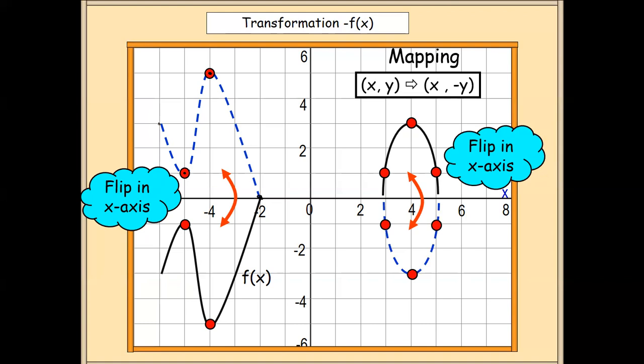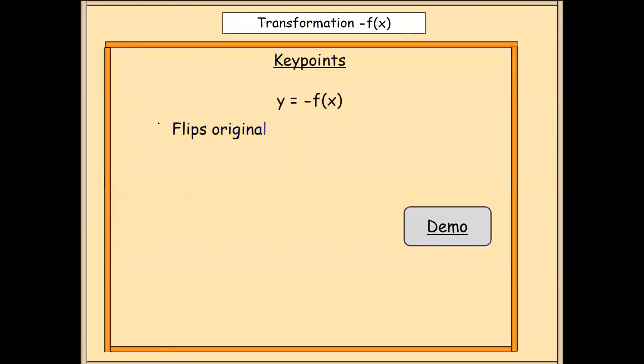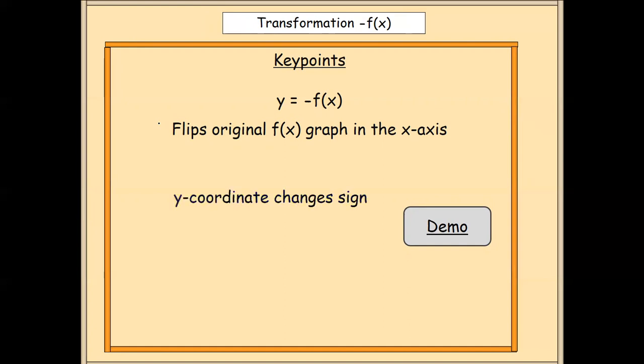Okay, so we've looked at 1, 2, 3 cases where we change the graph. Key points again: it flips the original function in the x-axis, or do the mirror image. Same thing. The y coordinate changes sign, that's all.